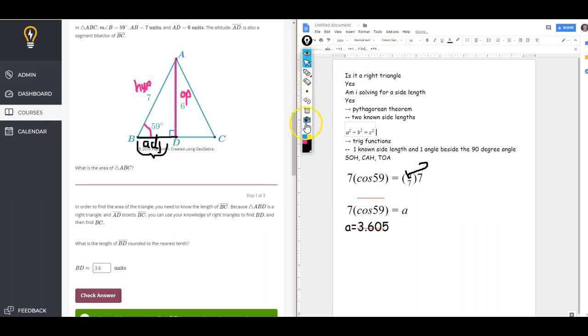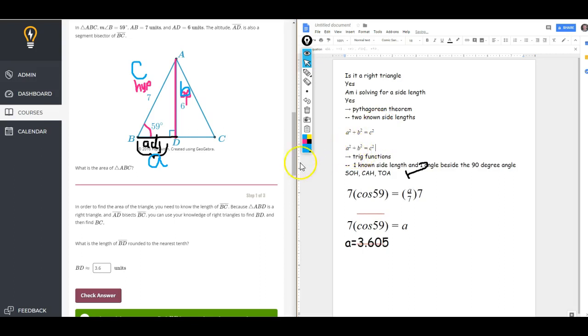So what is A, what is B, and what is C? Well, C is always the hypotenuse. A and B are side lengths, so I'm going to just again let this be A and let this one be B. So then I would use this Pythagorean theorem equation and I would substitute in the values I know.